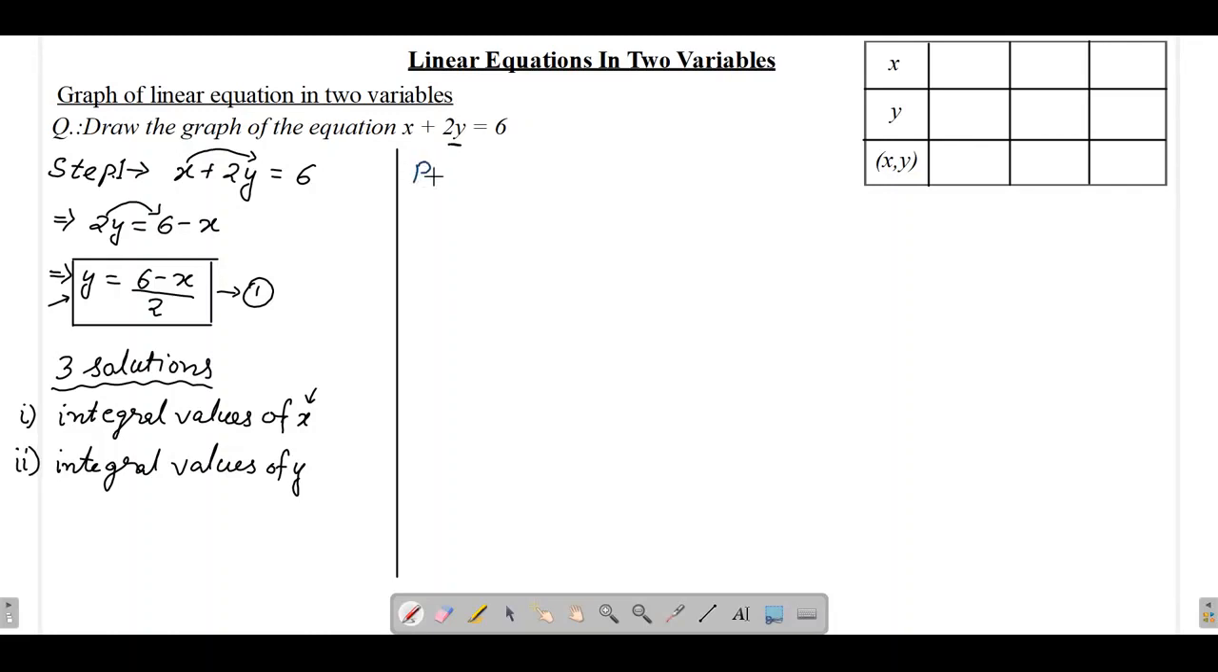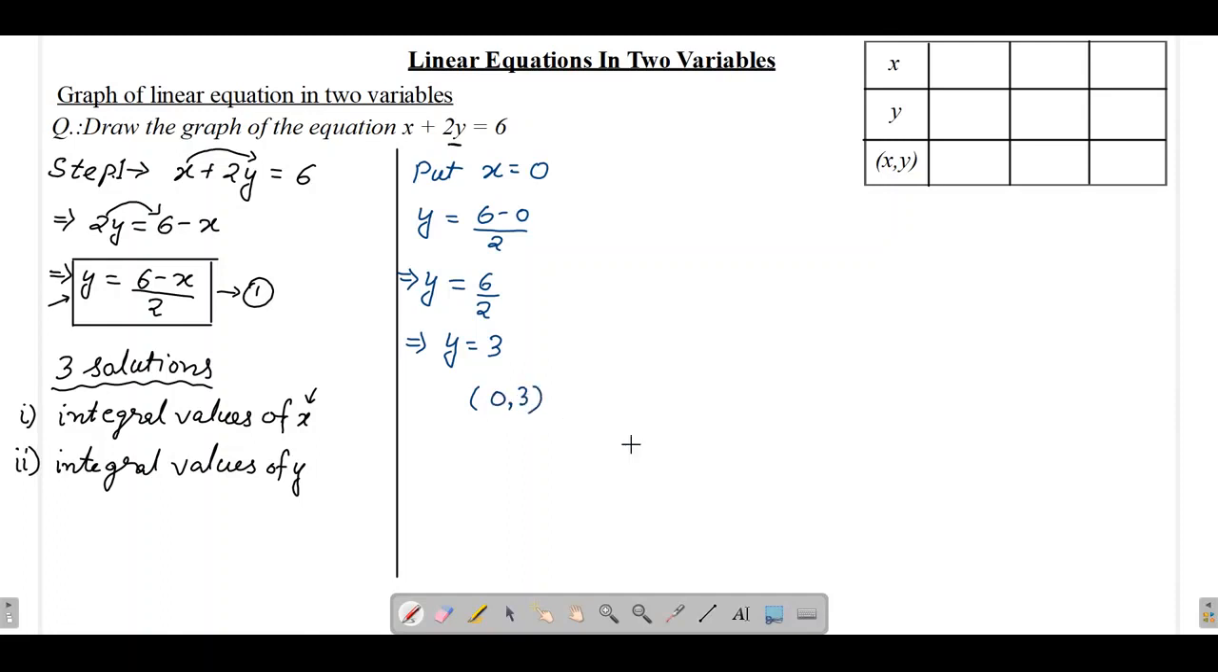So we'll start. I am putting x is equal to 0 in equation number 1 first. Once we put the value of x as 0, we get y is equal to (6 minus 0) by 2, which on solving gives y is equal to 6 by 2, and then ultimately y is equal to 3, because 2 threes are 6. So we get the first solution as (0, 3).